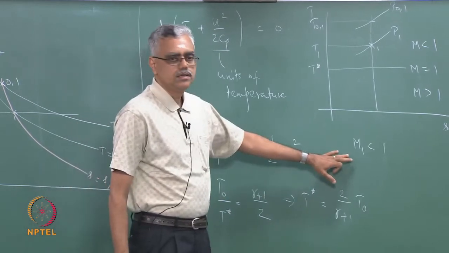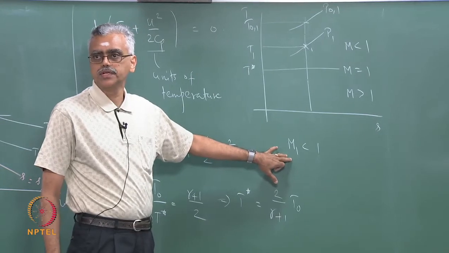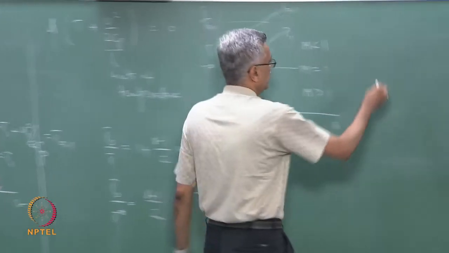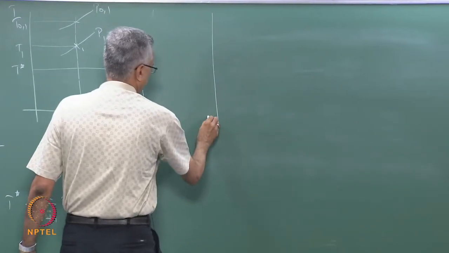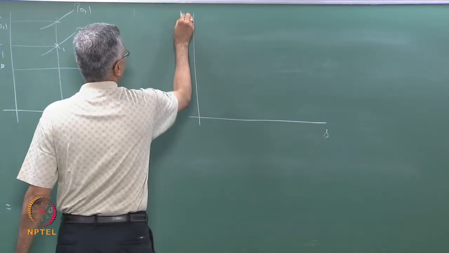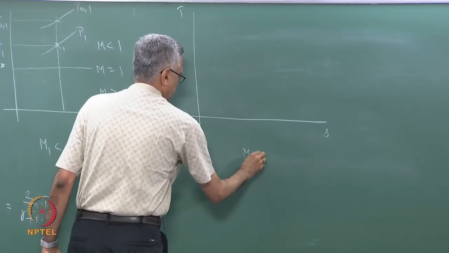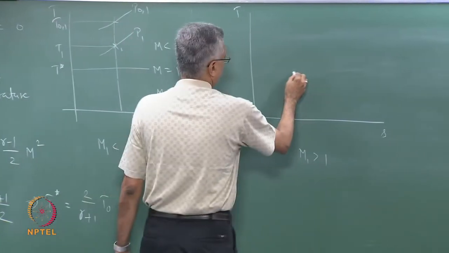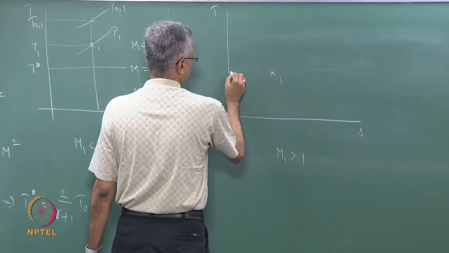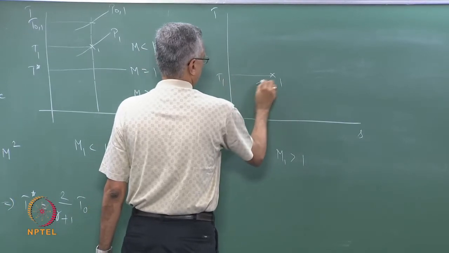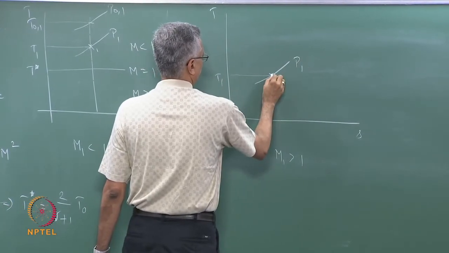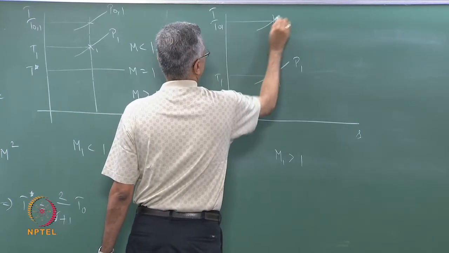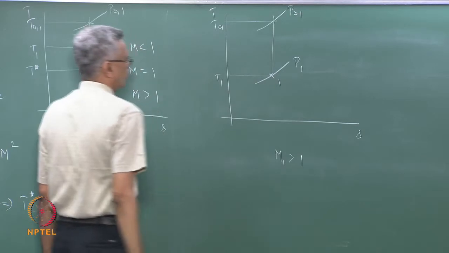Now had the initial state been a supersonic state, right, how would this have looked? I would have gone through the same process, but my diagram would be slightly different. If M1, so this is my TS diagram, if my initial state had been a supersonic state, I would have depicted state 1 like this. So this is T1 and this is P1. So this is T01 and this is P01.